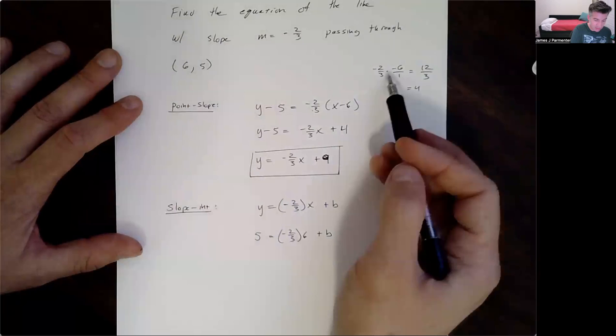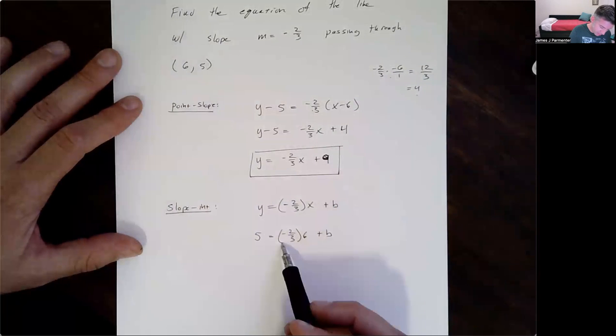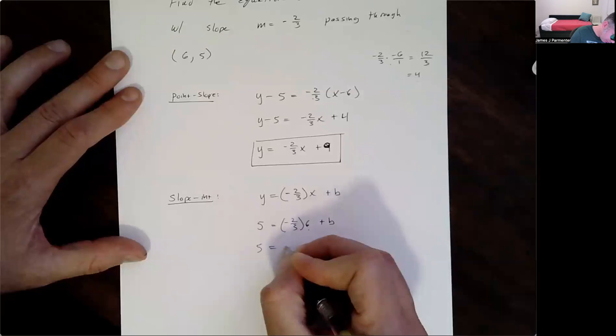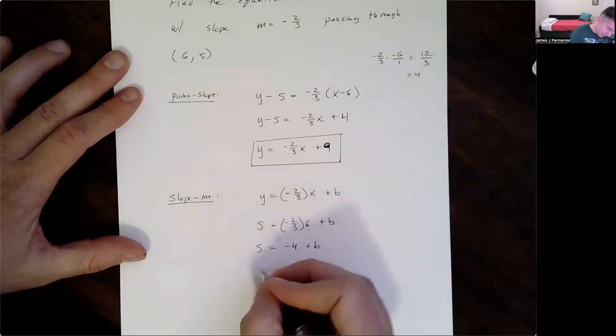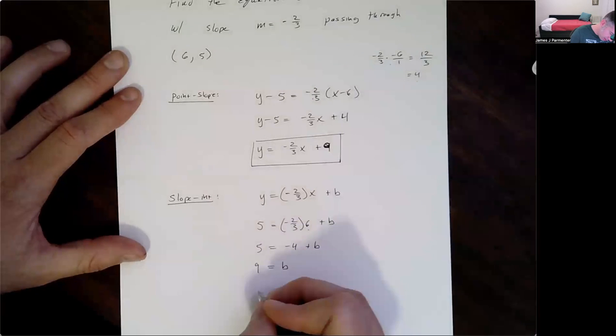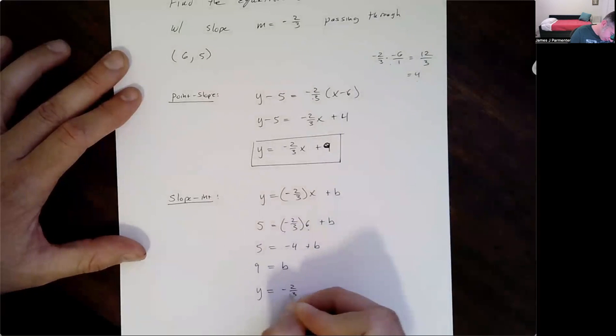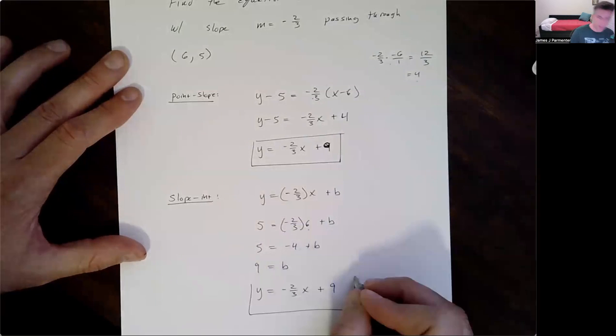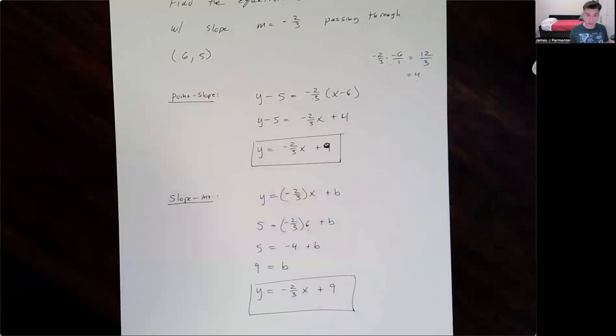-2/3 times -6 was +4. So -2/3 times +6 is -4. So 5 equals -4 plus b, and then add 4 to both sides, 9 equals b. And then we plug that back in up here and we say, okay, y equals -2/3 x plus 9. Same result. And it should always be the same, whichever way you do it.